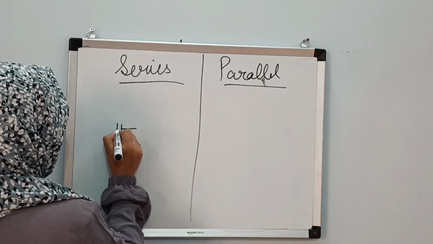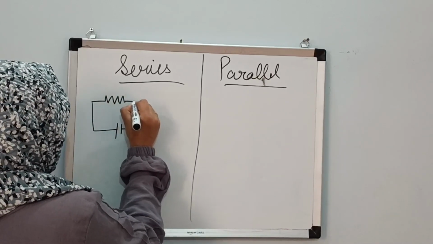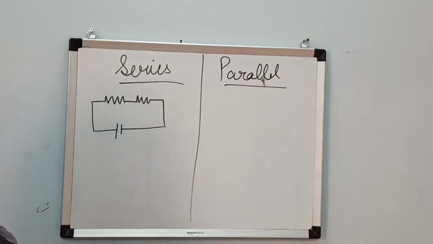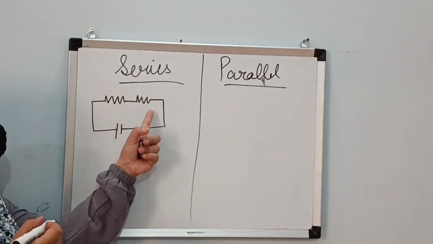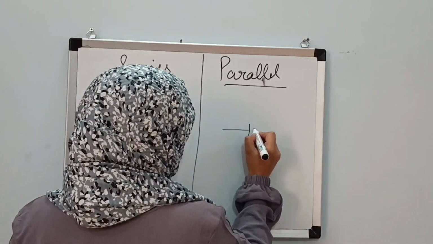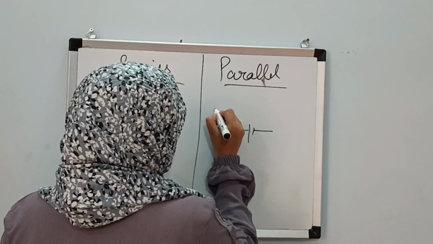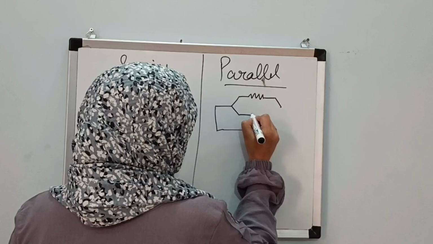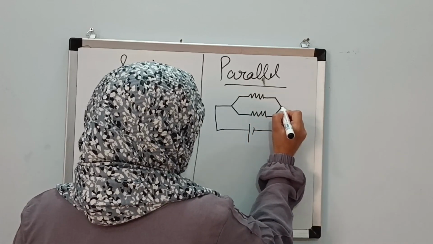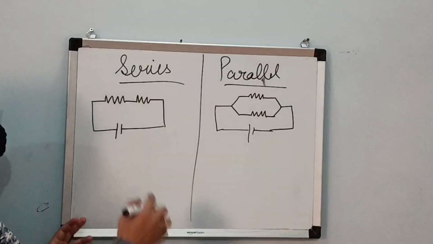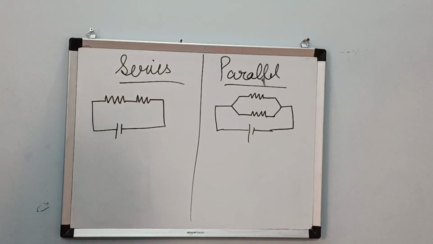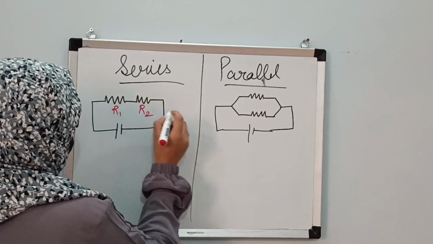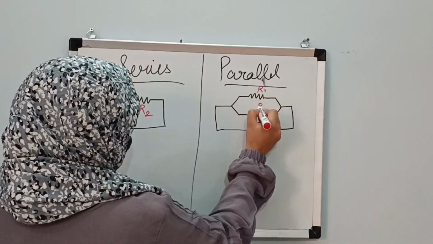अगर हमने बैटरी लगाया और इस तरह से कनेक्शन किया, ओके, अगर हम दो रेजिस्टेंस लगाते हैं इस तरह से, ओके, सर्किट में, and then suppose this is R1 and R2, this is also R1 and this is R2.